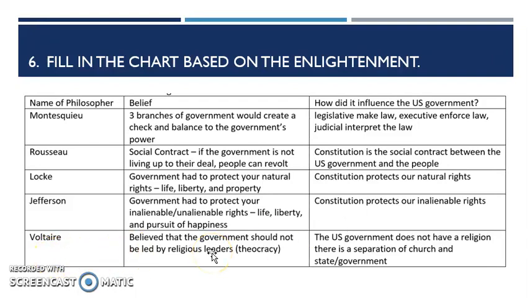Voltaire believed that the government should not be led by religious leaders, which we know as a government called a theocracy. So what he thought was that there should be a separation of church and state, of your religion and your actual government. And that is what we have. The United States does not have a selected religion. There's an establishment clause. The government's not allowed to establish a religion. And the government has a free exercise clause. You're allowed to exercise your religion as long as it doesn't violate someone else's rights.